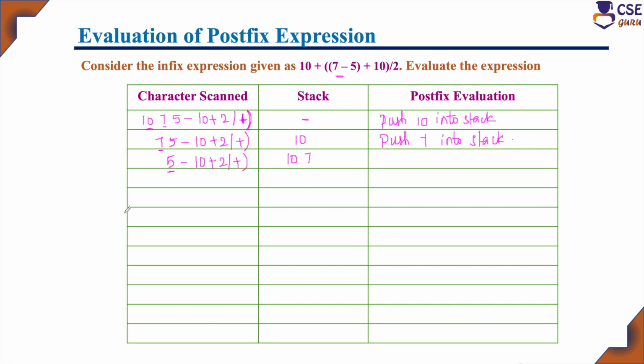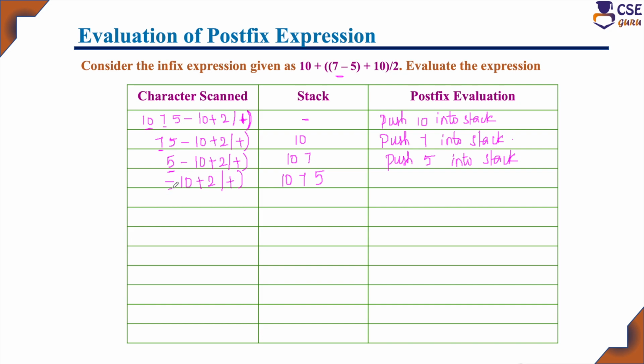And the next step, the next character is an operand. So if it is an operand, push the operand 5 into the stack. Now the topmost element will be 5. Whatever element you are placing will occupy the top position of the stack. So now the recent operand we have pushed into the stack is 5. 5 will occupy the topmost position. And the remaining input characters are minus 10 plus 2, division plus closed parenthesis.